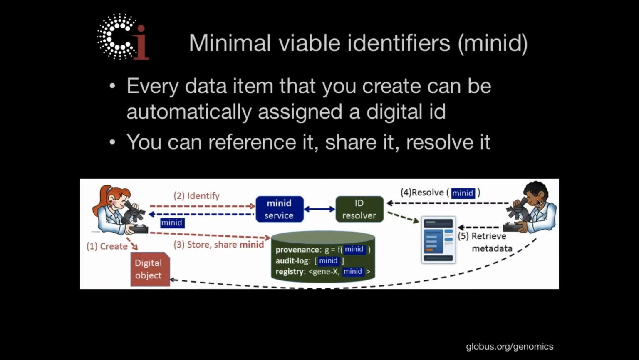So a minimal identifier is essentially a lightweight service that works on top of existing digital object identifiers. We've been using something called ARK identifiers, which are run out of the California Digital Library initiative.